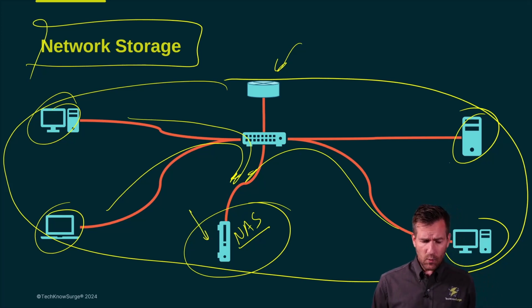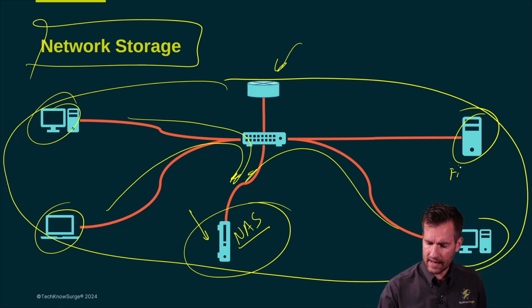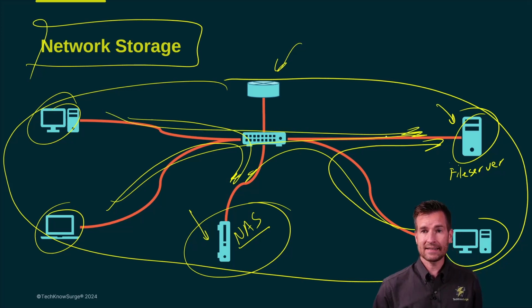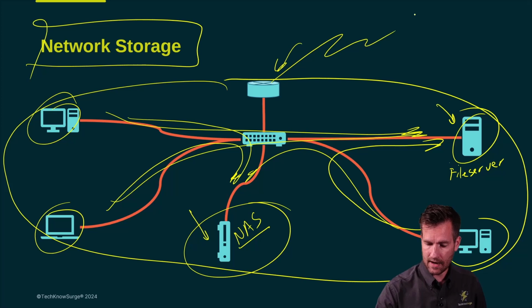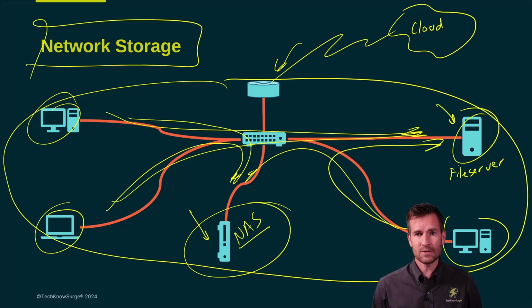Another way that we could share out files on here is by creating a file server. A file server will host files on it, and then different devices can access those files via the network. So that's a file server right there. And another thing too, into the outside world here, we could have the cloud and their storage up in the cloud. So there are a lot of different options for that.